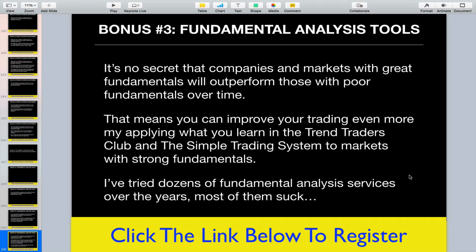Some of them focused only on fundamentals without technical analysis, so they'd say buy this and it would keep going down and down and down, and you had to try and pick the bottom yourself. Others would try and do technicals and fundamentals. They just weren't that good at it. So most of them I stopped using.